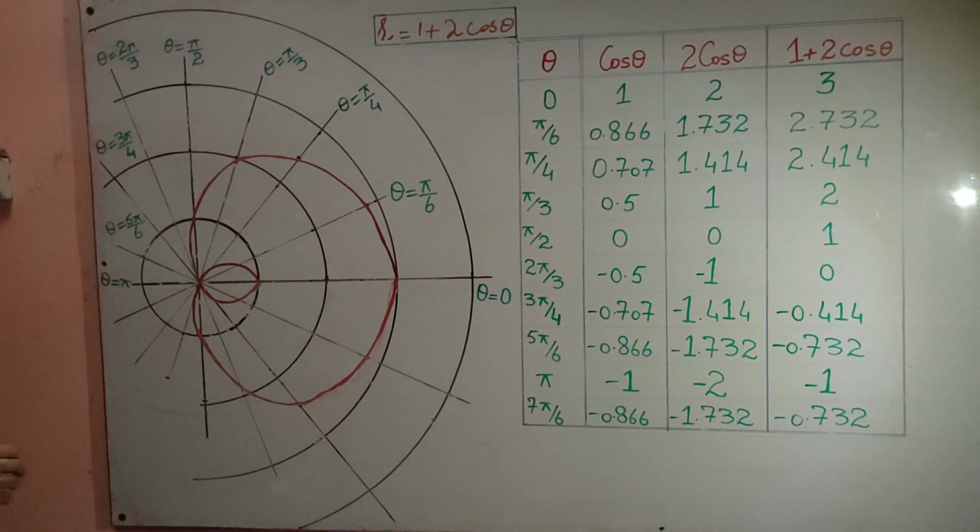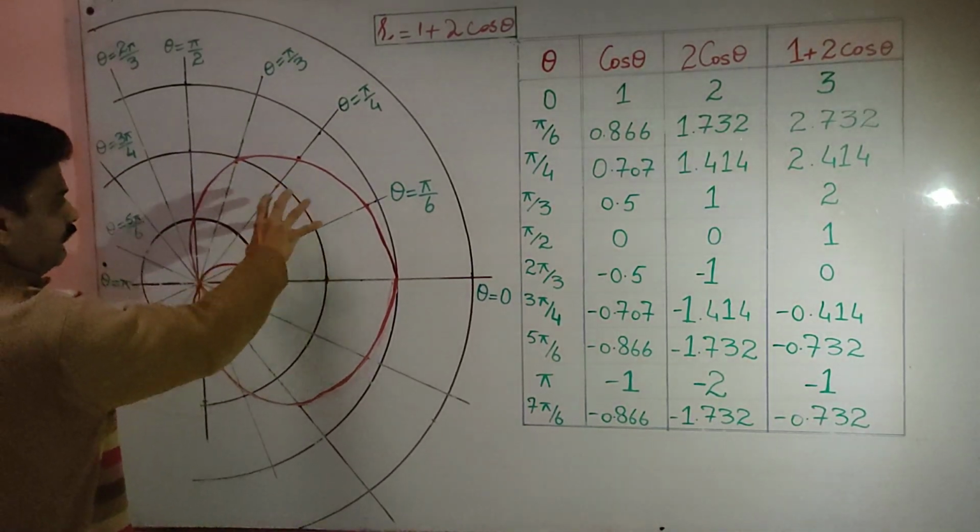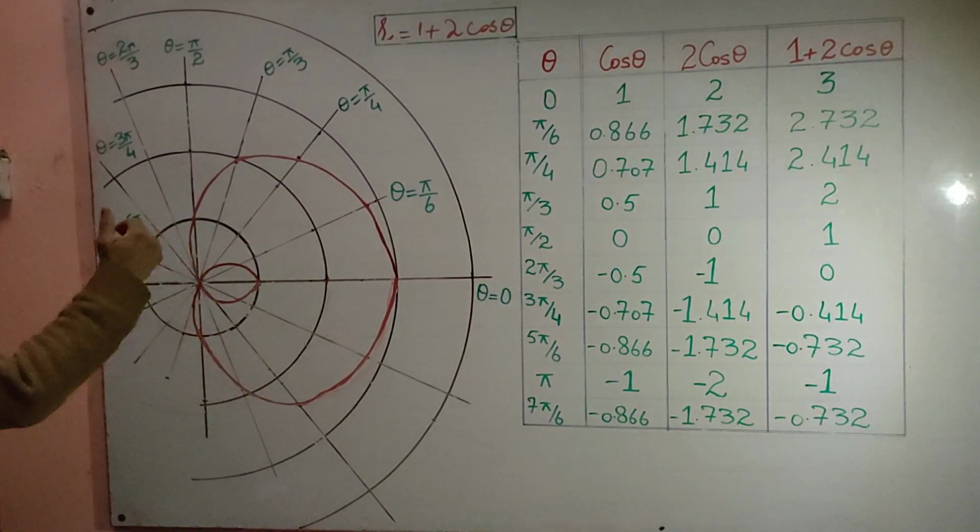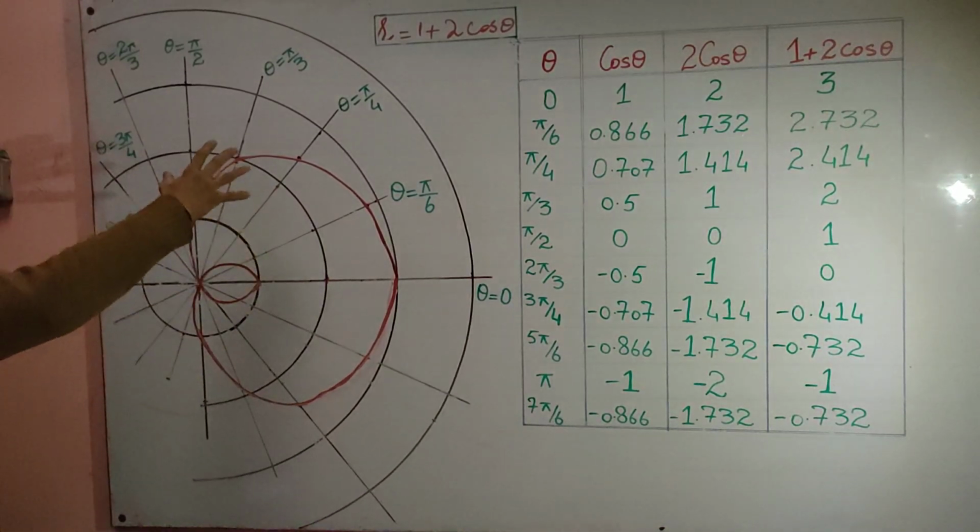First we draw the half portion of the curve, and the remaining portion of the curve we will draw just by symmetry.